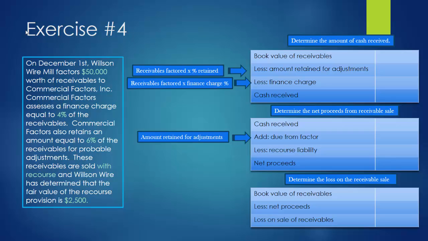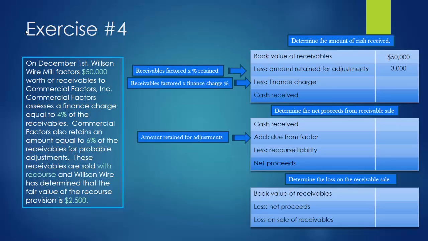The first thing we need to figure out is what amount of cash we are going to receive if we factor these receivables. You start with the book value of receivables, which is Wilson selling $50,000 of receivables. You also need to figure out what amount of money the factor is going to retain for adjustments, the amount they're going to hold on deposit in case there is bad debt. And you figure that out by taking the amount of receivables factored and multiplying it by the percentage of retention. And in our example, Commercial Factors is retaining 6% of the receivables. So there's $50,000 of receivables. 50,000 times 6% is 3,000.